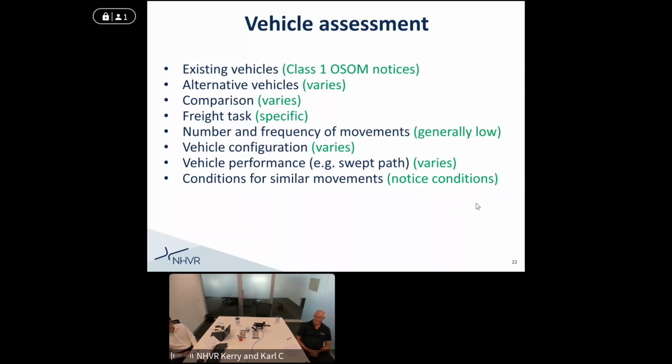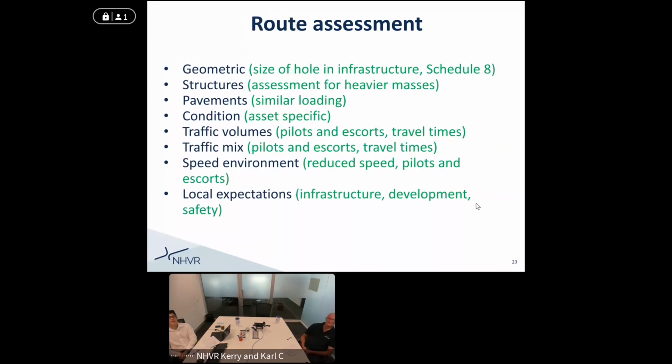All right. Route assessment for Class 1 OSOM vehicles. I like to talk about the size of the whole of the infrastructure. So if I've got that house that we looked at before, and it is 7 metres wide and 5 metres high, I have to make sure that the whole of the infrastructure is at least 7 metres wide and 5 metres high, plus some allowance for wobble to allow that thing to go down the road.